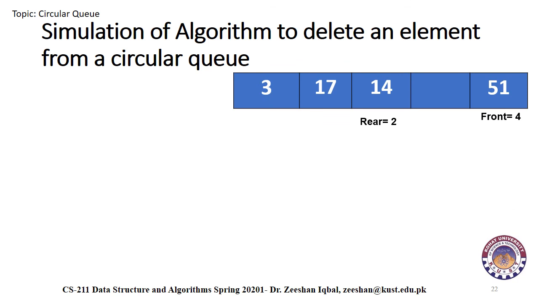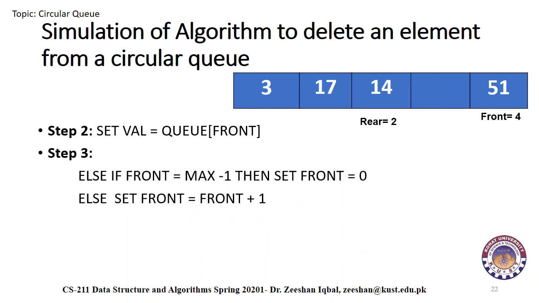Suppose we have a situation where the queue contains 4 elements as displayed in this figure. In this case, the front value is 4, which is max - 1, and the rear value is 2. We will temporarily set the value of queue front in the variable val in step 2. In step 3, else if front is equal to max - 1 will be true here. So we will set the front value to 0.